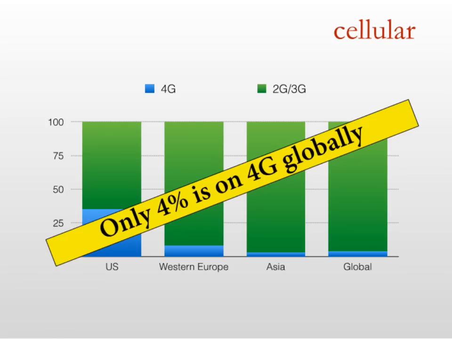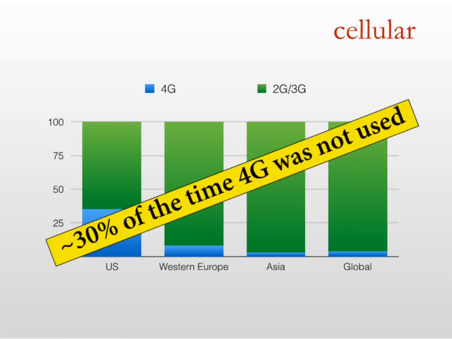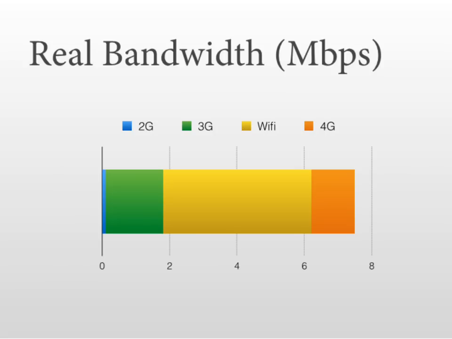But even when we are talking about 4G, and this data comes from the US market, 30% of the time, 4G was not used. So you have a 4G phone, you have a 4G data plan, but 30% of the time 4G is not working. And you see that on your own phone, right? But even let's say that everybody's on 4G, that you know is not true. But let's say that for a minute.